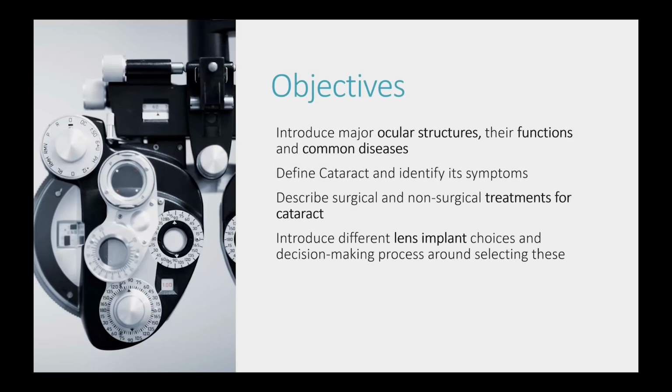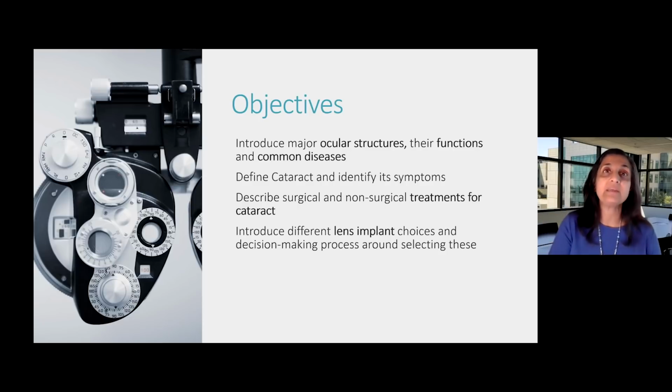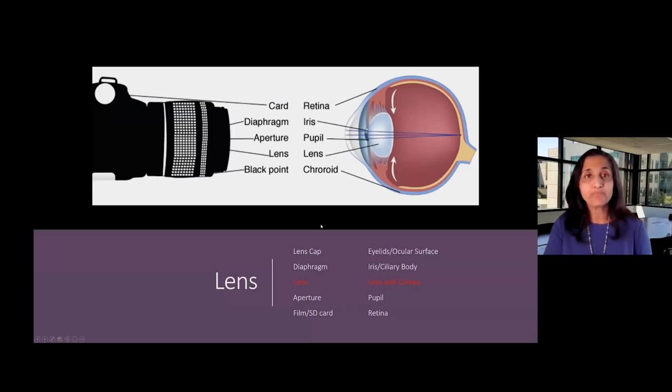So our objectives today are to talk about cataract, to define it, to describe what you might notice if you were to develop a cataract, and what the surgical as well as non-surgical treatments for cataract are. We specifically want to talk about lens implants because that's a complex discussion. And so we want you to know what's involved in choosing the appropriate lens implant if cataract surgery is a choice that you need to make.